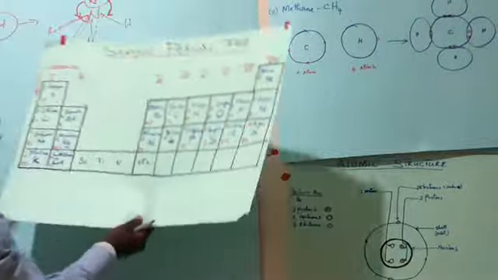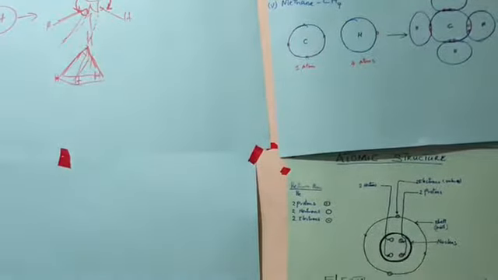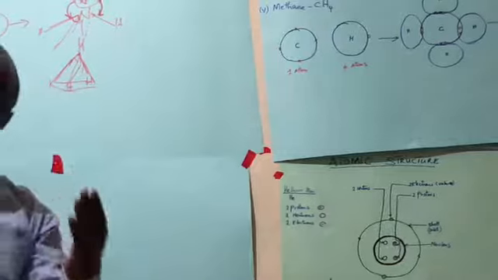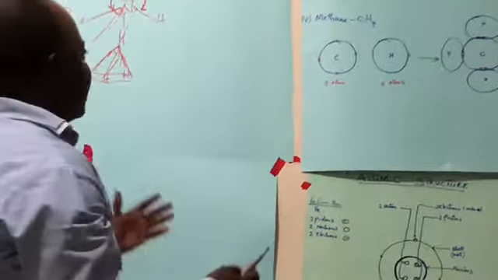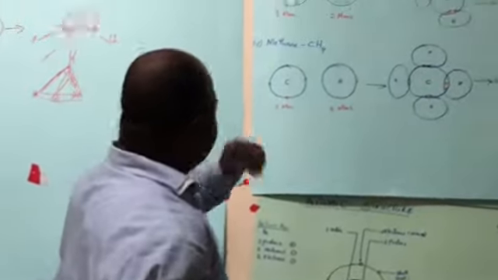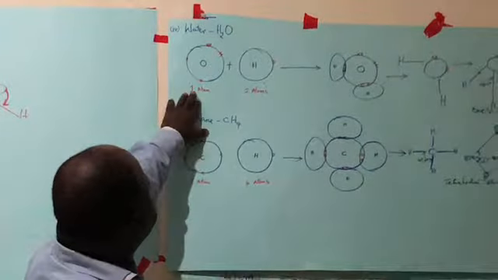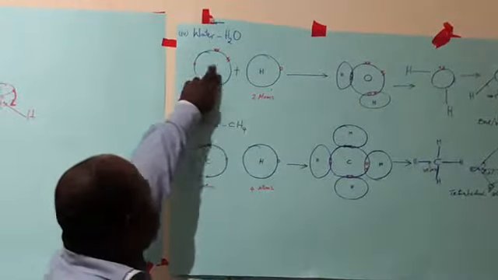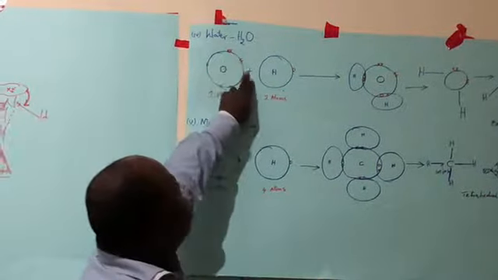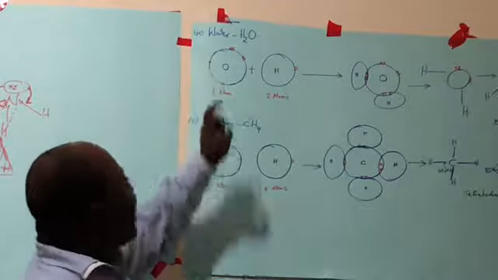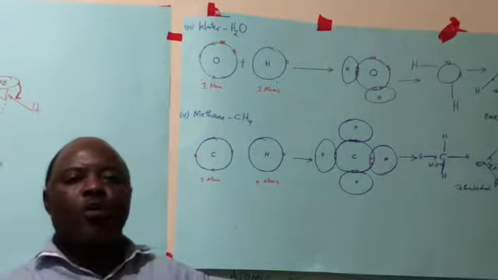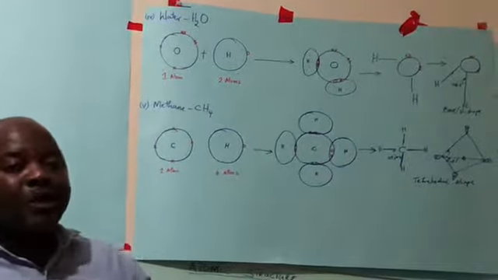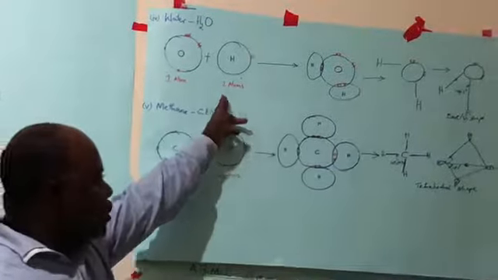Now, if there are 8 electrons in oxygen, the first shell has 2, so the valence electrons are 6. These are the 6 valence electrons that oxygen has. The first 2, this other 2, and this last 2 electrons will need another atom with a single electron to bond with, which is hydrogen.